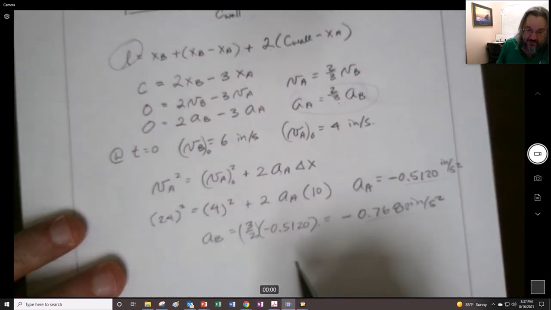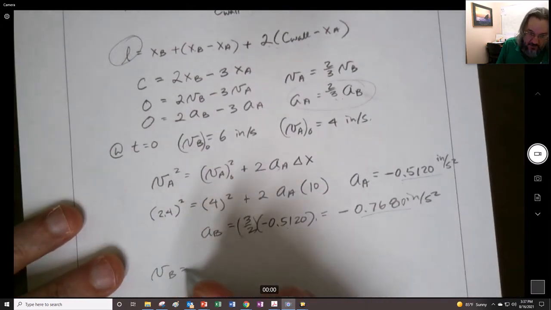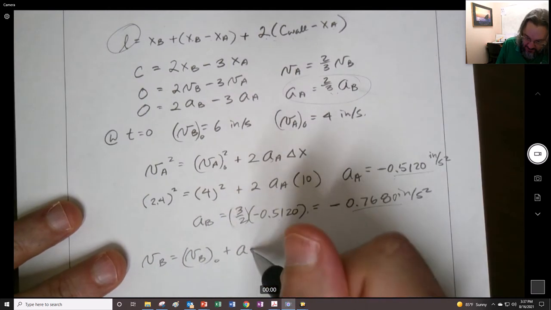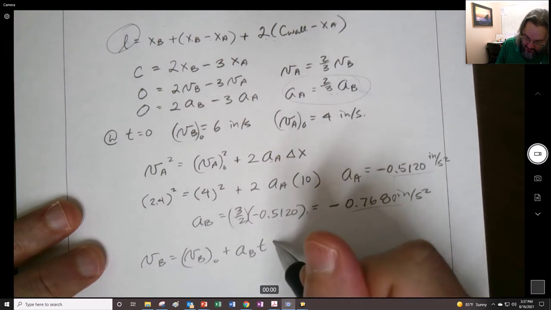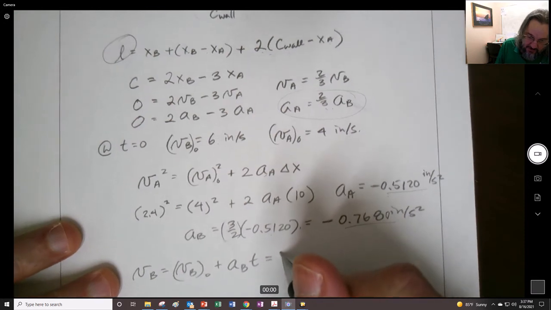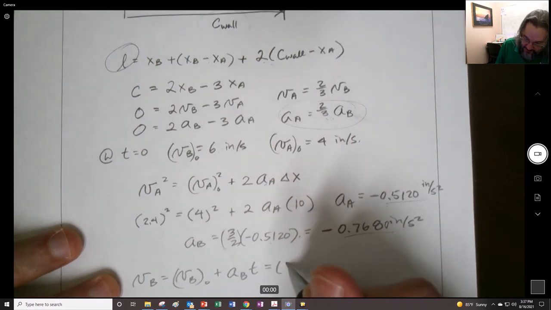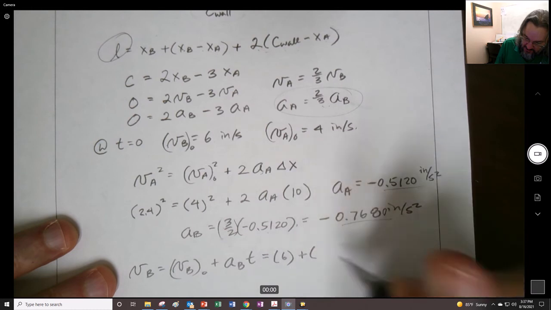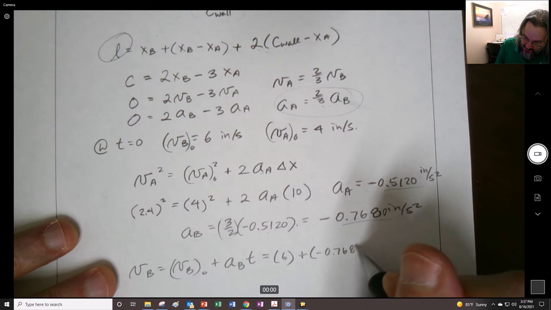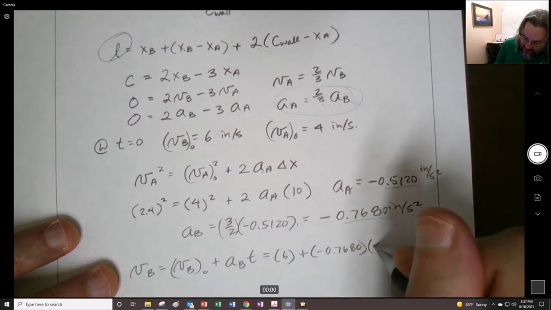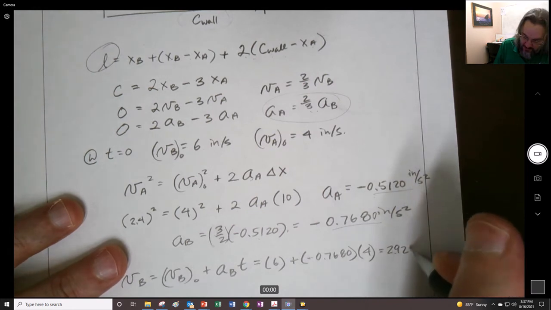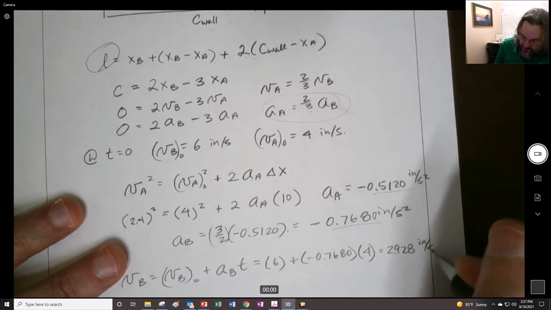So the velocity of B is going to be equal to the initial velocity of B plus the acceleration of B times time. So that initial one was going to be 6. Let's say it was B. Yep. 6 plus a negative 0.7680, and then they said 4 seconds. And so that comes out to 2.928 inches per second.